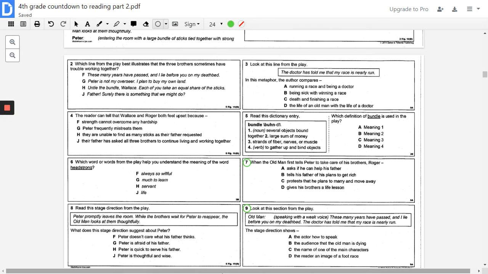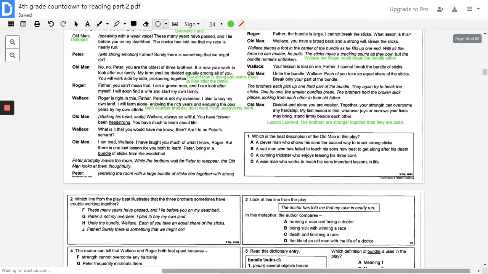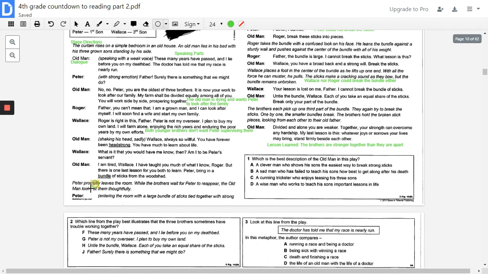When the old man first tells Peter to take care of his brothers, Roger: A. asks if he can help his father. B. Tells his father of his plans to get rich. C. Protests that he plans to marry and move away. D. Gives his brothers a life lesson. So let's scroll back up to where we were first introduced to Roger.